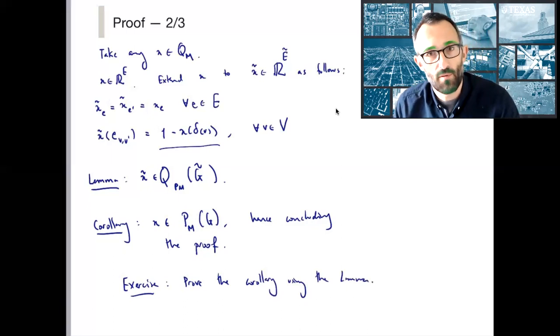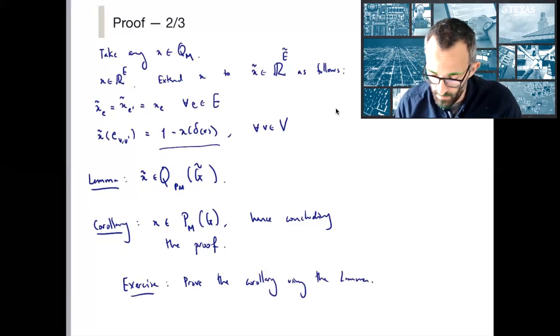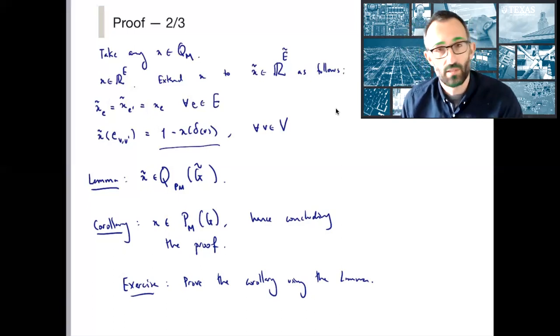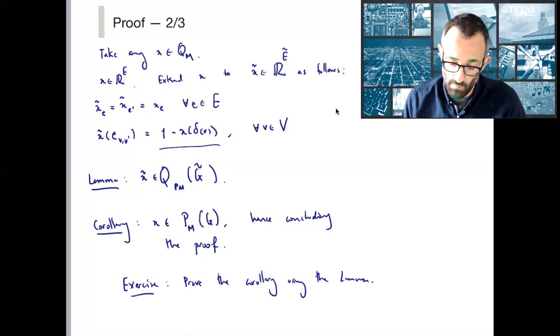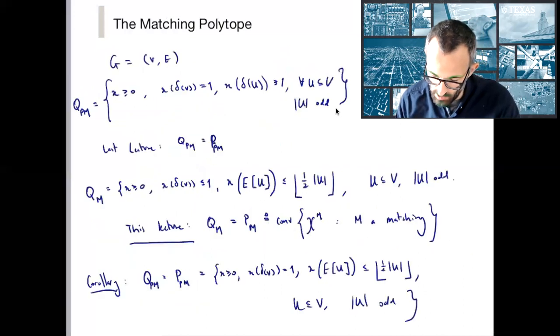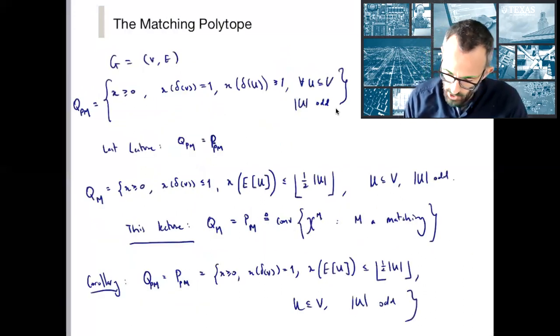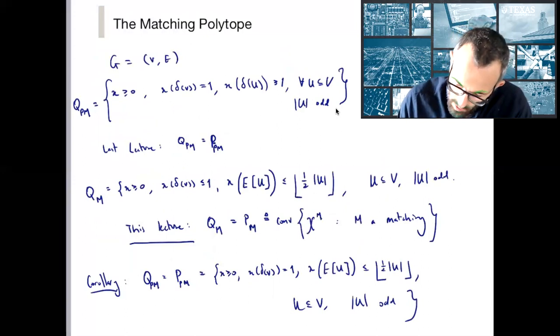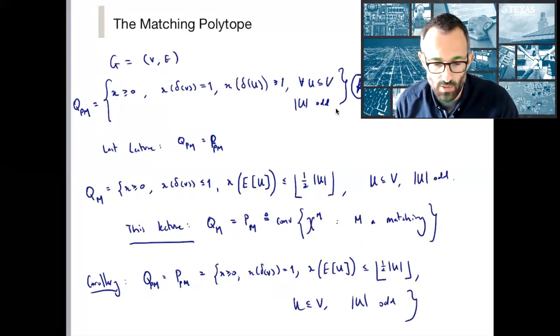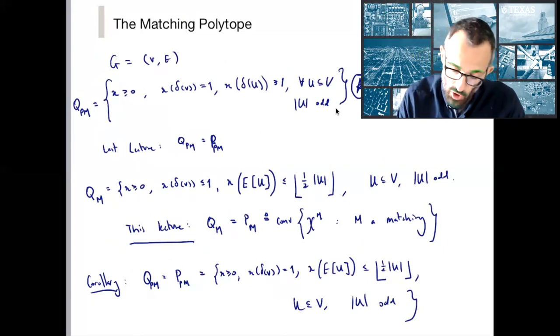And our work here is going to be focused on proving this lemma. So what is it that we need to do in order to prove the lemma? Well, we simply need to prove that the three main inequalities of QPM are satisfied. Let's flip back so that we can see what those are. We're using this characterization here. So we need to show non-negativity. That's quite straightforward. We need to show that x of delta of v is equal to 1.